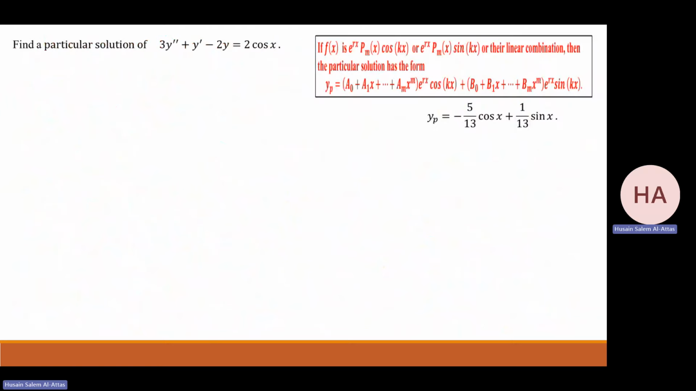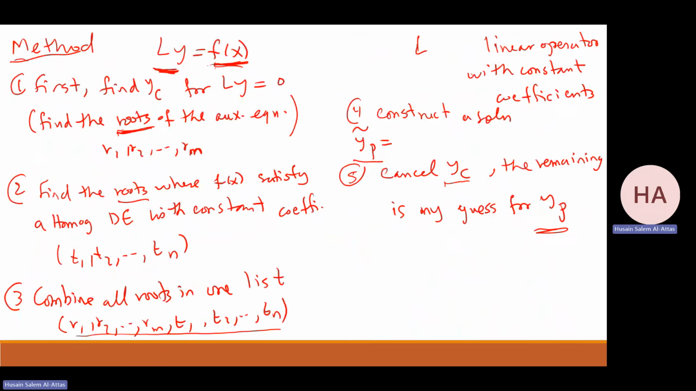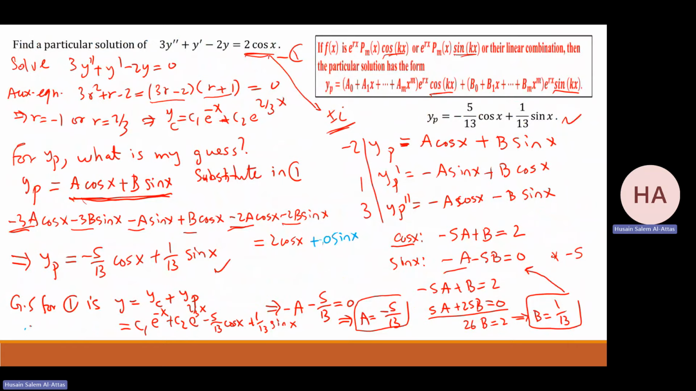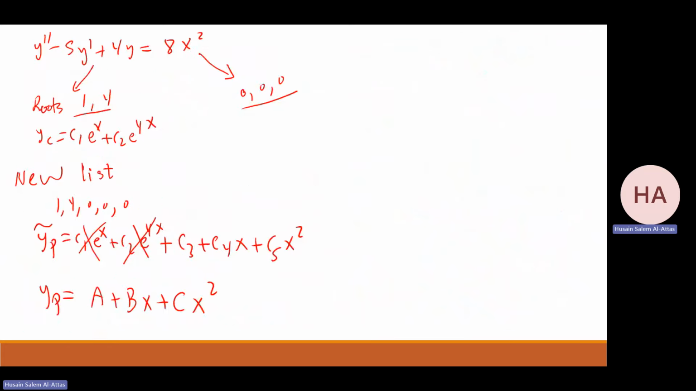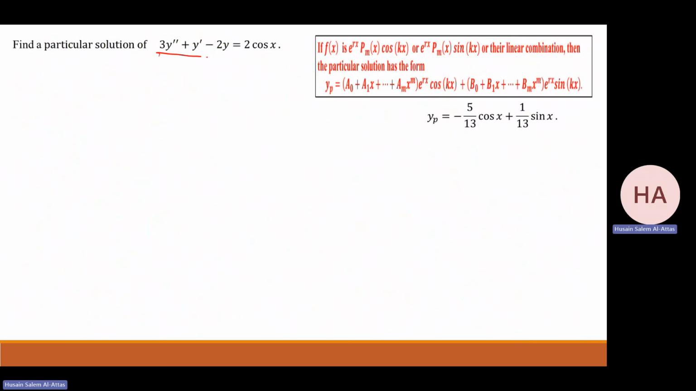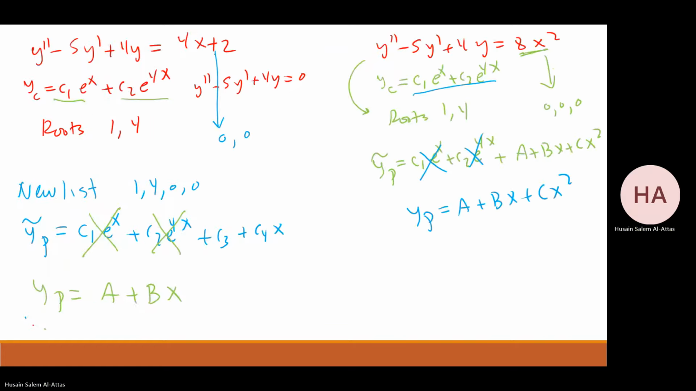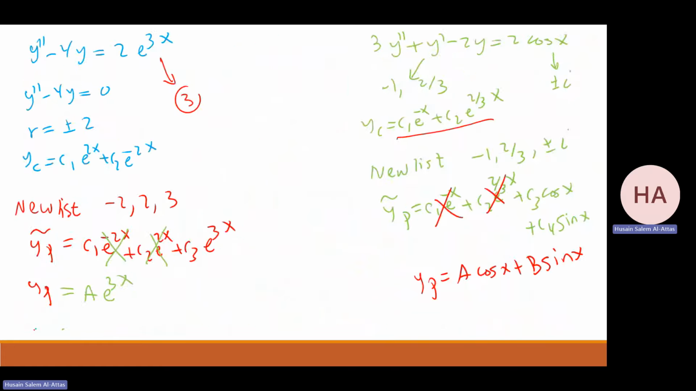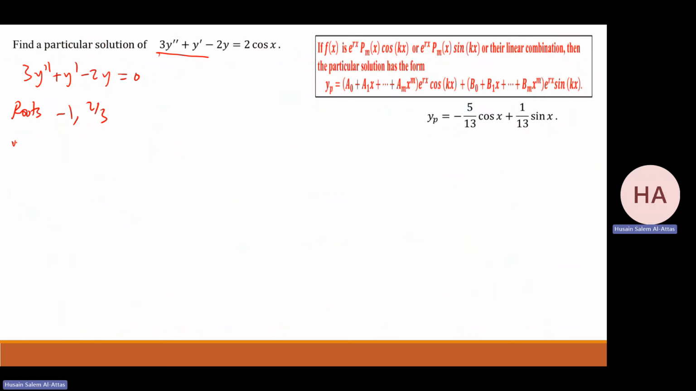Okay, also with the case of cosine, which is here. Just to save time, what were the roots? Minus 1 and 2 over 3. These were the roots from here. Is it 2 over 3 or 3 over 2? 2 over 3, good. So I have yc: c1 e to the power minus x plus c2 e to the power 2 over 3 x.